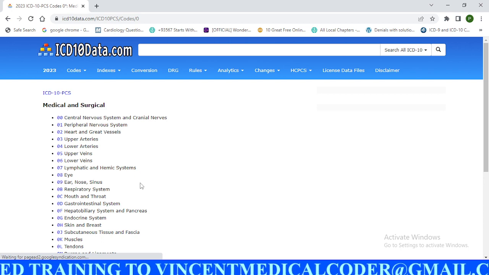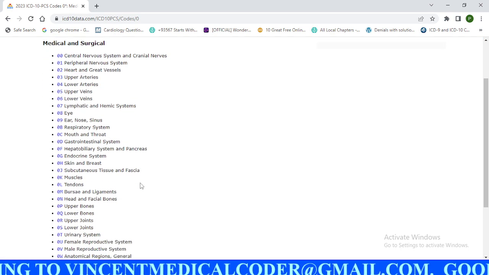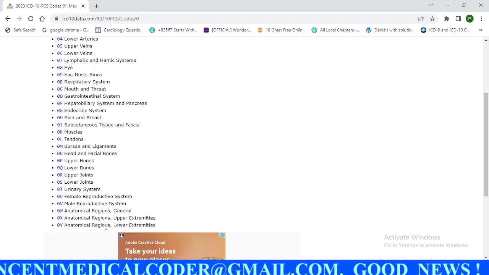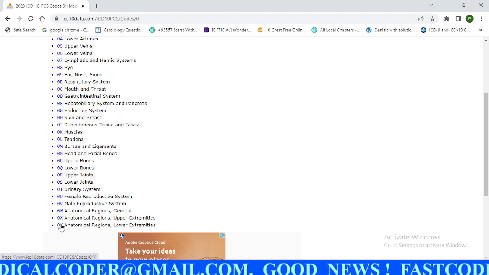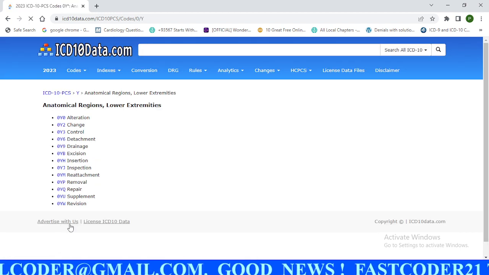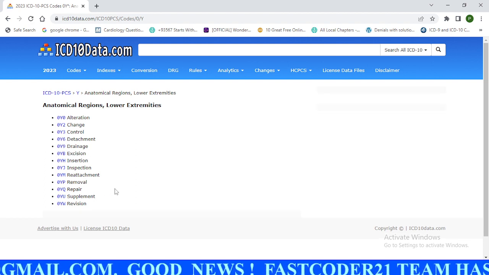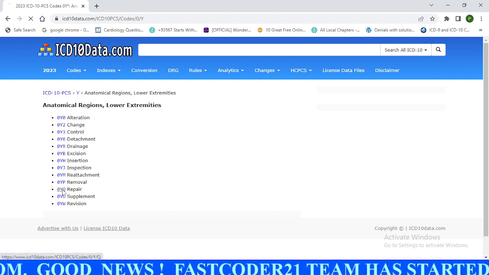So afterwards, we need to check the location or body system. Basically, hernias will come under the anatomical region lower extremities, as in the inguinal hernia. Next we need to select the root operation. Here the physician is performing the hernia repair, so we need to select repair.